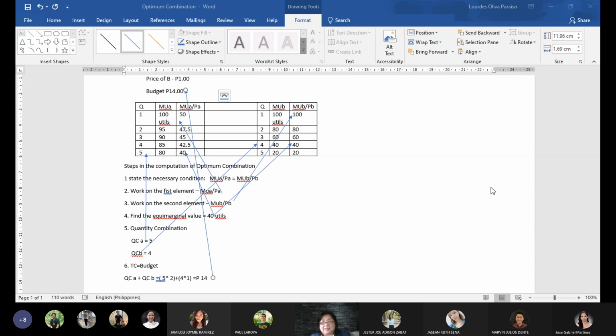Okay. Question is, how much is the cost of good A if your equimarginal value is 40? That's the question. What is the cost of good A if your equimarginal value is 40?